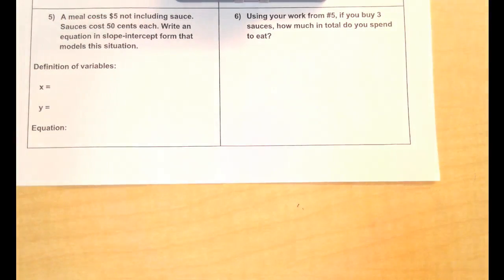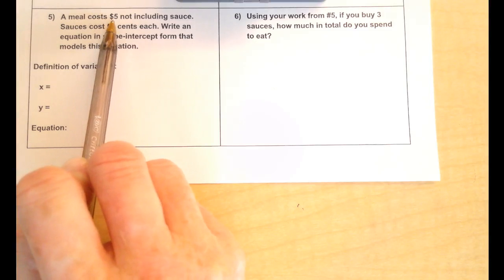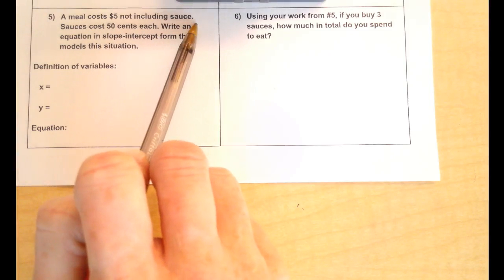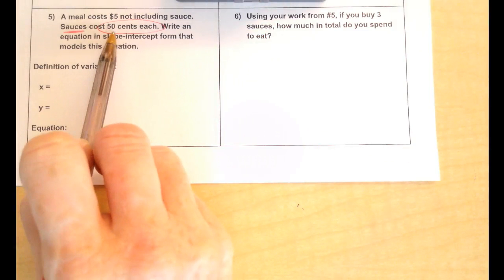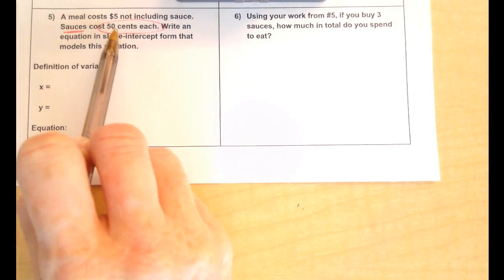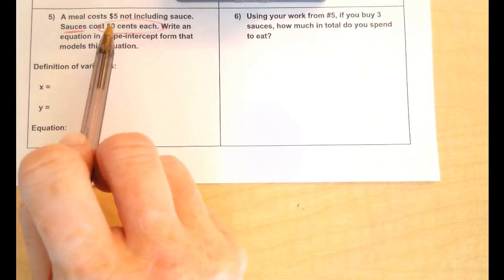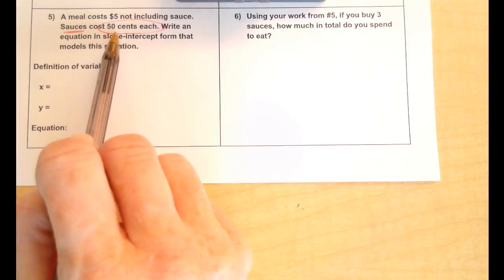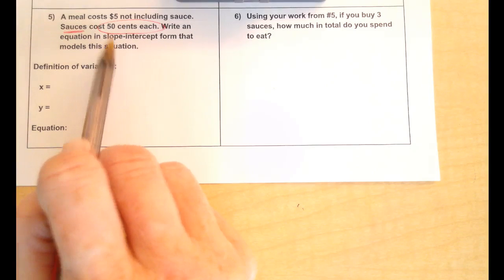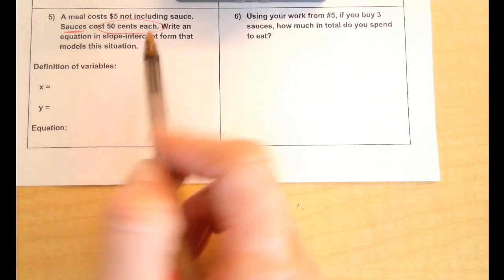Okay, so now we're talking about food. A meal is costing $5, not including sauce. Sauces are 50 cents each. Okay, so I'm hearing about something where there's a rate of change. For every sauce, it costs me 50 cents. So I can imagine a table. 1 sauce, 50 cents. 2 sauces, 2 times 50 cents, or $1. 3 sauces, 3 times 50 cents, and so on.